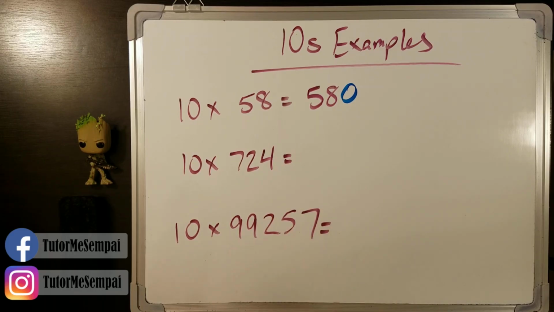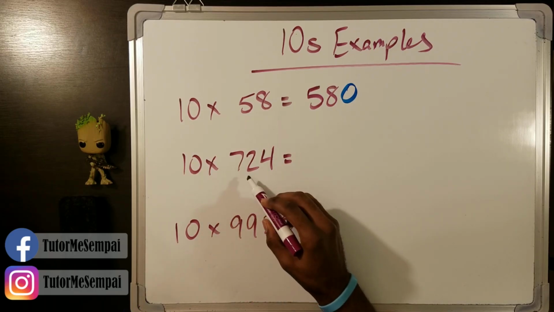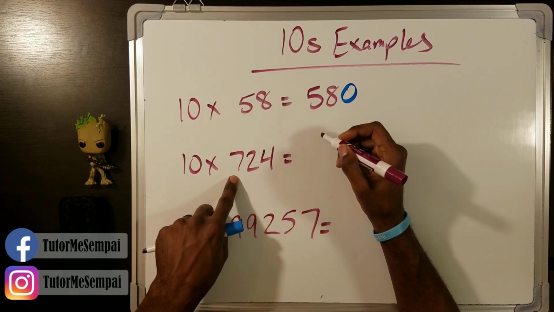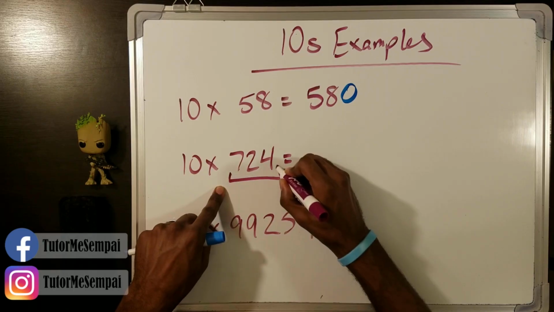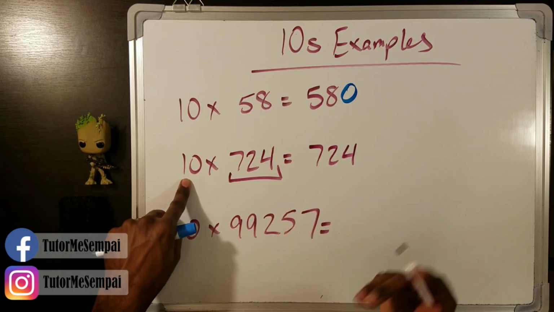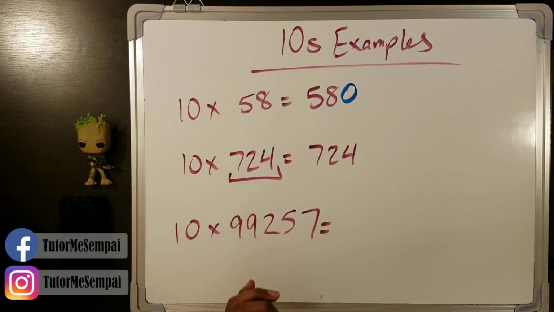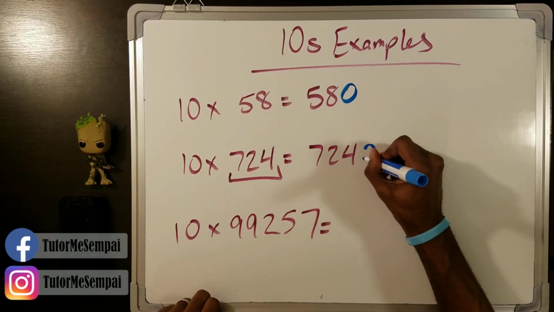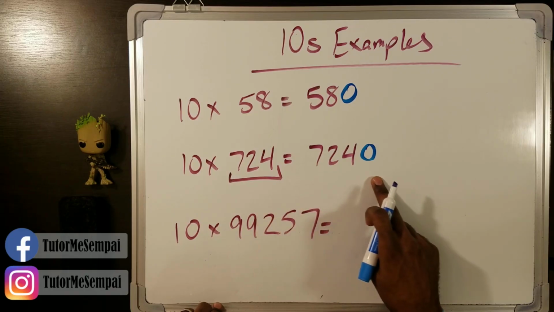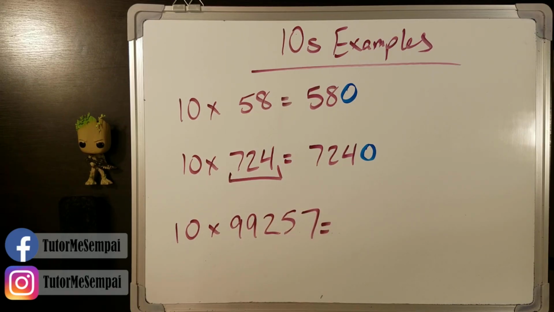How about this second one? 10 times 724. That is a big number. But we'll do the same thing. We're going to write this. And then because we're multiplying by 10, we're going to write that 0 afterwards. This became 7,240 now. How about this last one here?